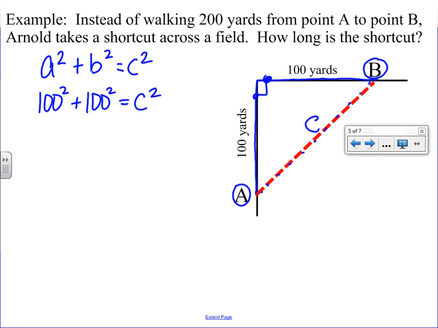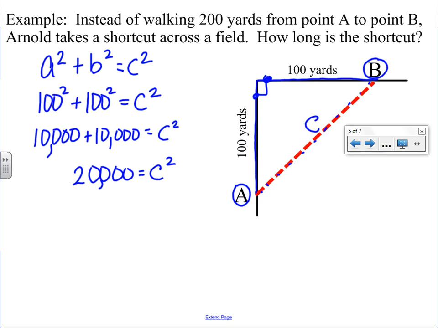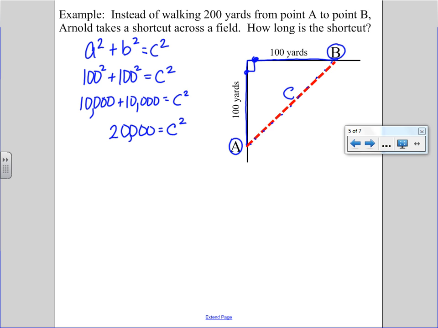Okay, so 100 squared is going to give us a 1 with 4 zeros, so 10,000 plus 10,000 equals c squared. 10,000 plus 10,000 is 20,000 equals c squared. Now we know that the opposite of squaring is square rooting, and I have to get c by itself, so I have to square root. What I do to one side, I must do to the other. Those will cancel. So I'm left with c equals, and whenever I do this, I'm going to write my equal sign on the other side because we have to break it down.